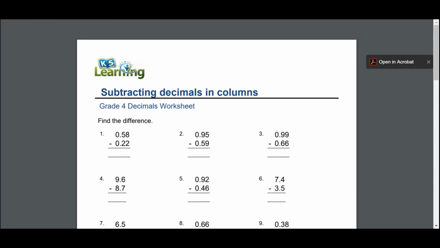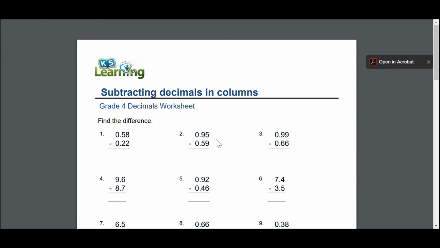So this is the subtracting worksheet. I'll also link this one in the description box. So let's move on to the first one. Over here, 8 minus 2 equals 6. 5 minus 2 equals 3. You bring down the decimal. 0 minus 0 equals 0. So your answer should be 0.36, or 0 and 36/100.